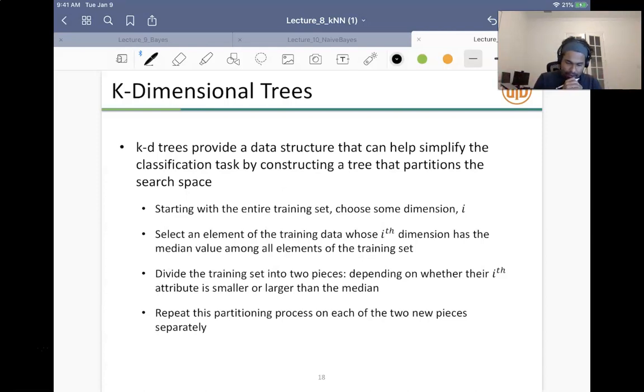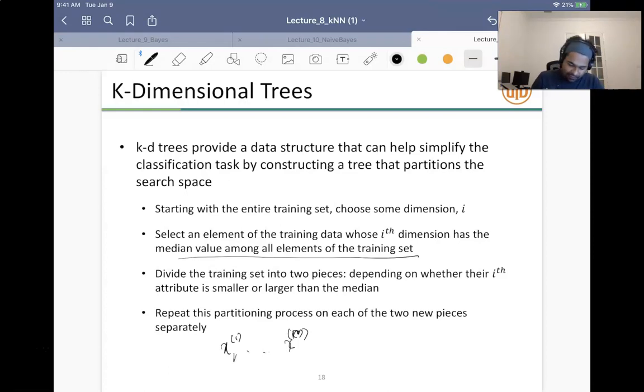Okay? So we start with the entire training data set, but we choose a dimension i. Then we select an element in the data set whose ith dimension has the median value amongst all the elements in the data set. So given my data set again, x1 to xn, or in this case, x small m, the notation we have been using.